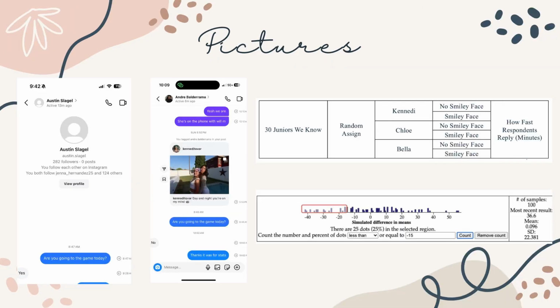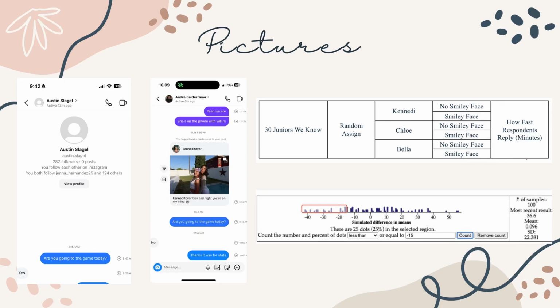So we have 2 pictures from my control group, one from Austin showing the time and how long it took to respond, and then one from Andre. So this is a graph showing how we each randomly assigned students. First we got 30 juniors from EPHS that we know, and we randomly assigned them. So Kennedy got 5 students with no smiley face, and then 5 students with smiley face. And then Chloe got randomly assigned 5 students no smiley face, 5 students with smiley face, and the exact same with Bella. And then this is how fast the respondents reply in minutes.